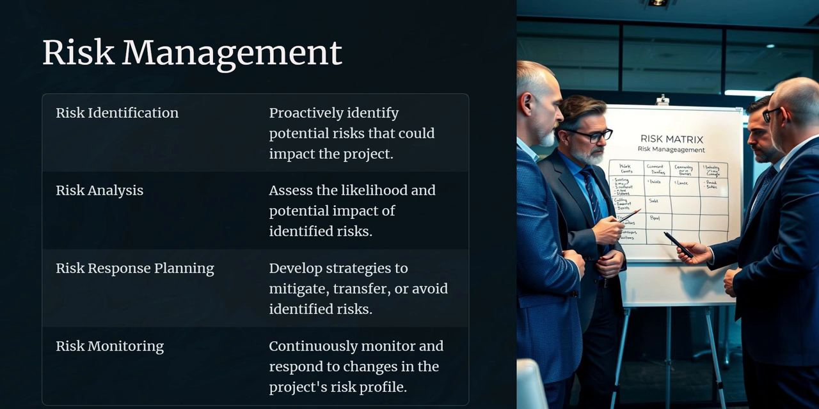Next is risk management. That covers risk identification, risk analysis, risk response planning, and risk monitoring. Risk identification proactively identifies potential risks that could impact the project. Risk analysis assesses the likelihood and potential impact of identified risks. In risk response planning, we develop strategies to mitigate, transfer, and avoid identified risks. In risk monitoring, we continuously monitor and respond to changes in the project risk profile.